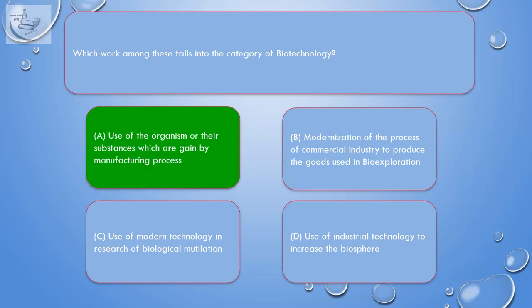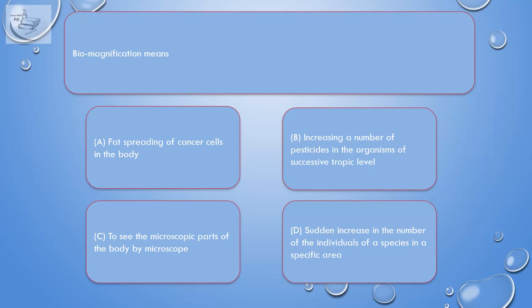Correct answer is A. Use of the organism or their substances which are gained by manufacturing process. Question: Biomagnification means A. Fast spreading of cancer cells in the body. B. Increasing number of pesticide in the organisms of successive trophic level. C. To see the microscopic parts of the body by microscope. D. Sudden increase in the number of the individuals of a species in a specific area.